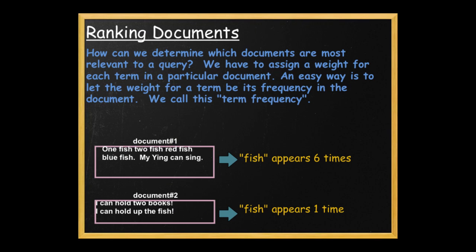And so you have to assign a weight for each term in a particular document, and there's an easy way to do this. What you can do is let the frequency in the document, called the term frequency, be that weight. So in other words, fish appears 6 times in this document 1. So its weight would be 6. That's the importance of fish in document 1. It's the most frequent word in there. And then fish appears 1 time in document 2.